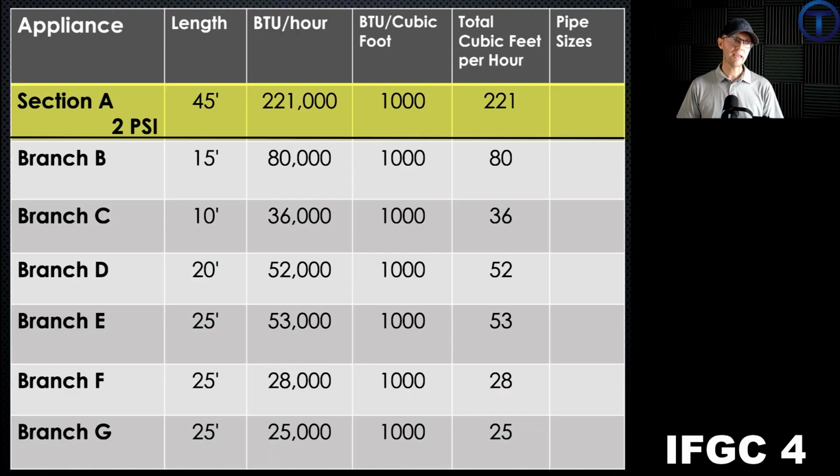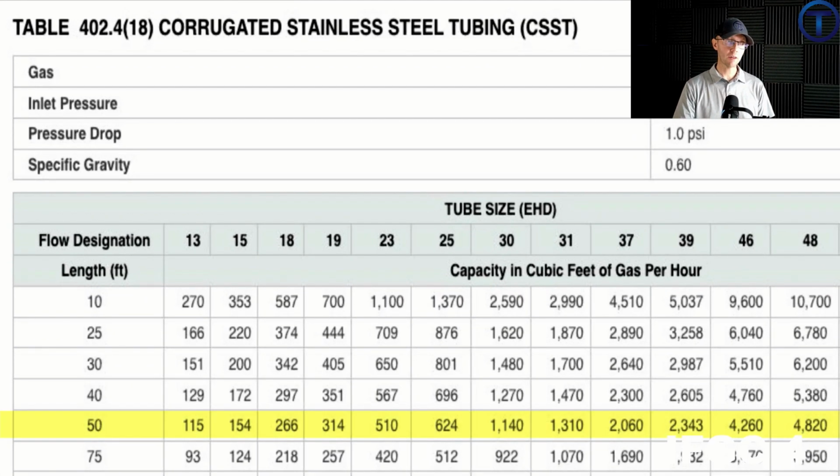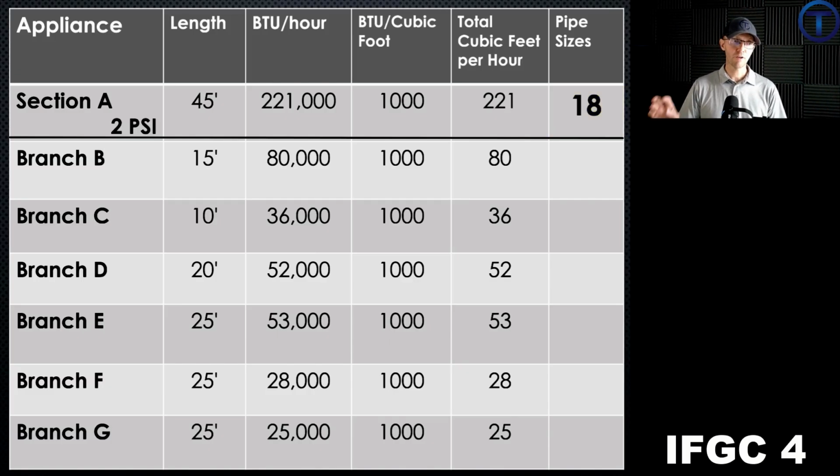Let's start with section A. Remember, we're on 2 psi, 45 feet with 221 cubic feet per hour. If we go with 45 feet, come down the left column, it's more than 40. Let's go with line 50, and we have 221 cubic feet per hour. So we're coming across, it's more than 154, it's less than 266. We'll come to the top and we find we have the tubing size of 18. So we'll put that on our table. From here we go to lower pressure.